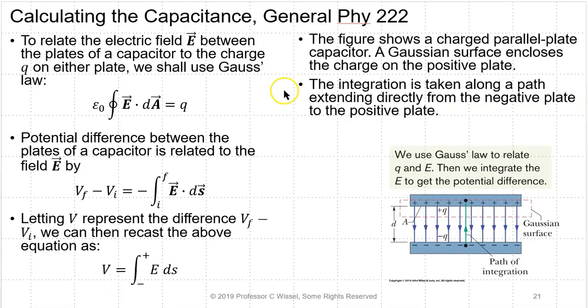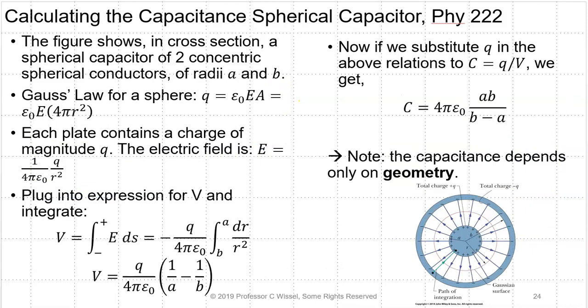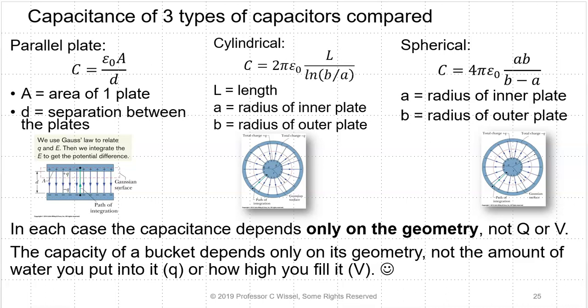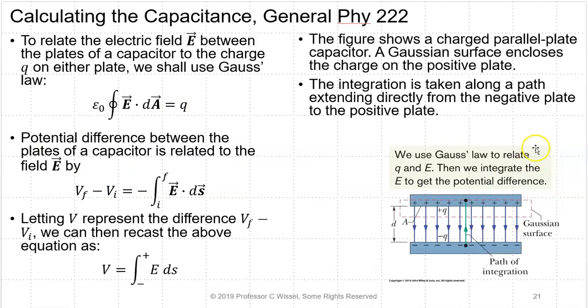If you are an algebra-based physics student, please skip ahead to slide 25. Otherwise, please stay right here. Okay, we're going to calculate the capacitance, and this is going to involve some calculus. So this is for Physics 222 students, for students who are calculus-based physics. And of course, non-calculus-based physics students are not responsible for this.